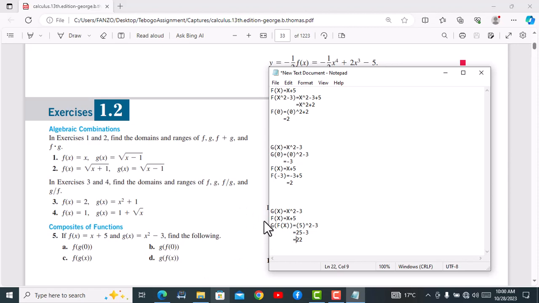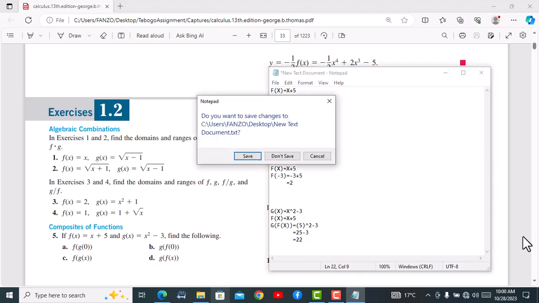So first of all, I find f at 0, which is 0 plus 5, that is 5, and then I'm going to substitute 5 inside of g. That would be 5 squared, which is 25 minus 3, it's 22, and then you are done. Alright, so I'm not going to solve everything, guys. Please, you will do these ones.